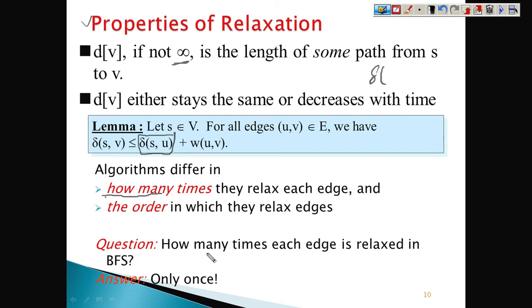So if it is asked how many times each edge is relaxed in Dijkstra, the answer is one. How many times in Bellman-Ford? The answer is more than one. It all depends on the strategy defined by the algorithm.